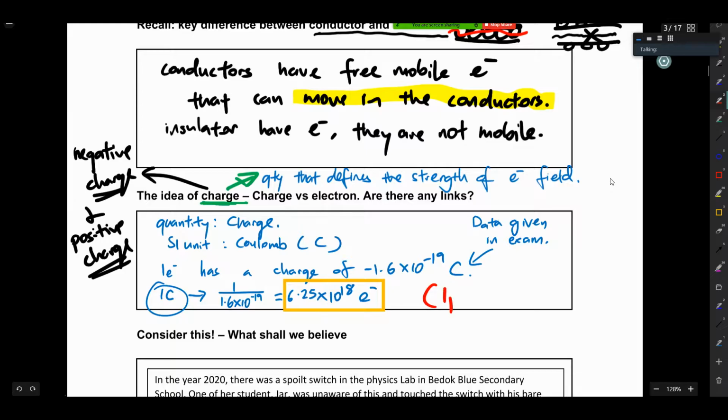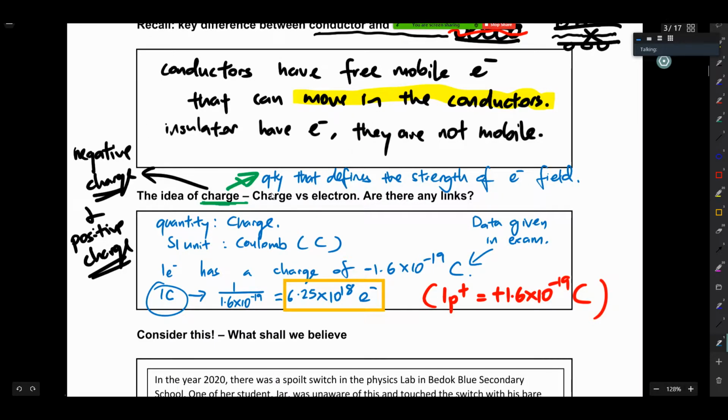This is just for y'all to know: 1 proton is equal to positive 1.6 times 10 to the power minus 19 coulomb. So it's the same in terms of magnitude, but they are different in terms of sign. This is positive, this is negative, right?